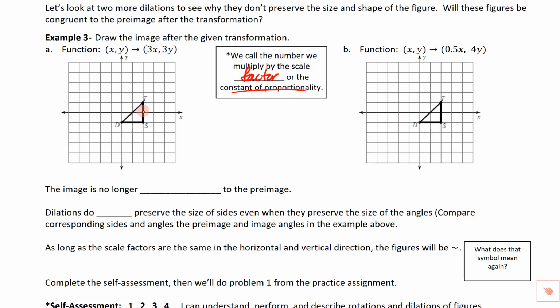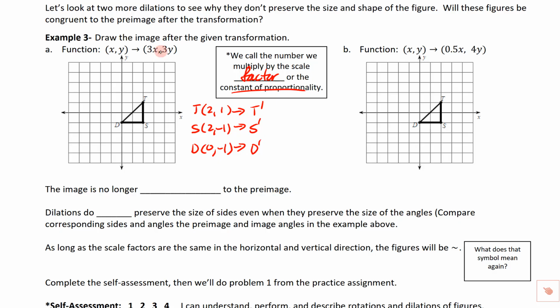So what we're going to do here is take each one of these points and make them 3 times bigger than they used to be. So I'm going to write down T and S and D. T is the point (2, 1), S is the point (2, -1), and D is the point (0, -1). And we're going to transform each one of these. So I'm going to have a T prime, an S prime, and a D prime.